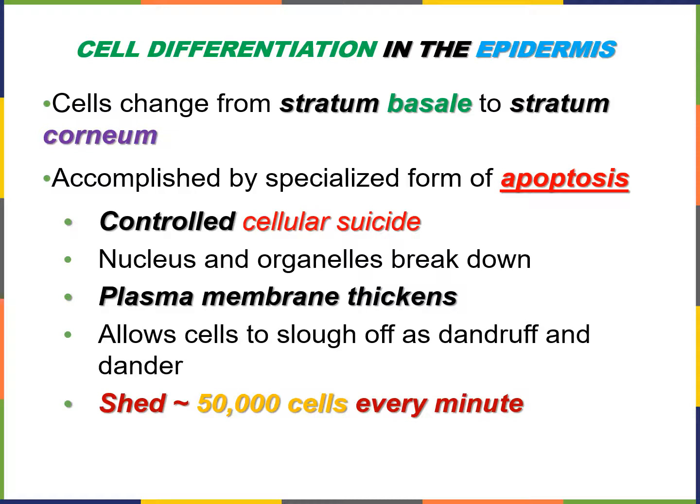And those 50,000 cells every minute have to be continuously replaced by the mitotic activity of these cuboidal cells, predominantly cuboidal cells, in the stratum basale. So our body is busily replenishing our skin for the reasons that I've said earlier.